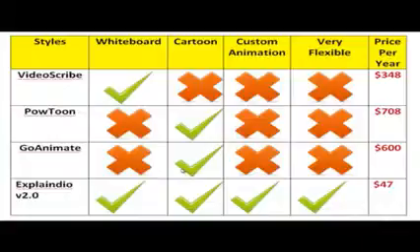So as you can see, the problem with these 3 services is that they can get really expensive really fast. VideoScribe costs about $348 per year, Powtoon costs about $708 per year, and GoAnimate costs about $600 per year. And that's over $1,656 per year alone. Or you can just get Explaindio version 2.0 for a very low price per year.